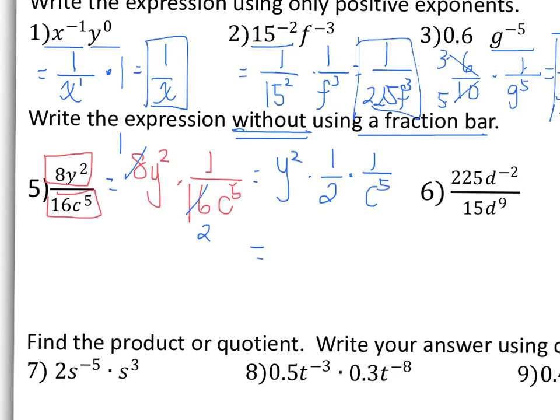So to change 1 over 2 to a negative power, we move 2 to the top. 2 has a power of 1. So if we move it to the top, you will end up with a negative power of 1. And same thing, if you move c to the 5th power to the top, the 5 becomes negative.